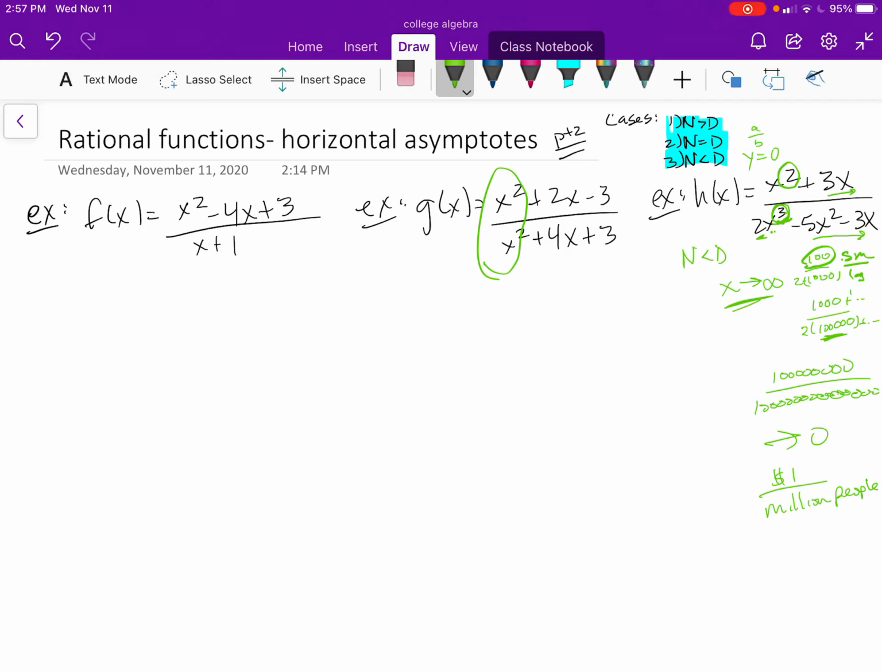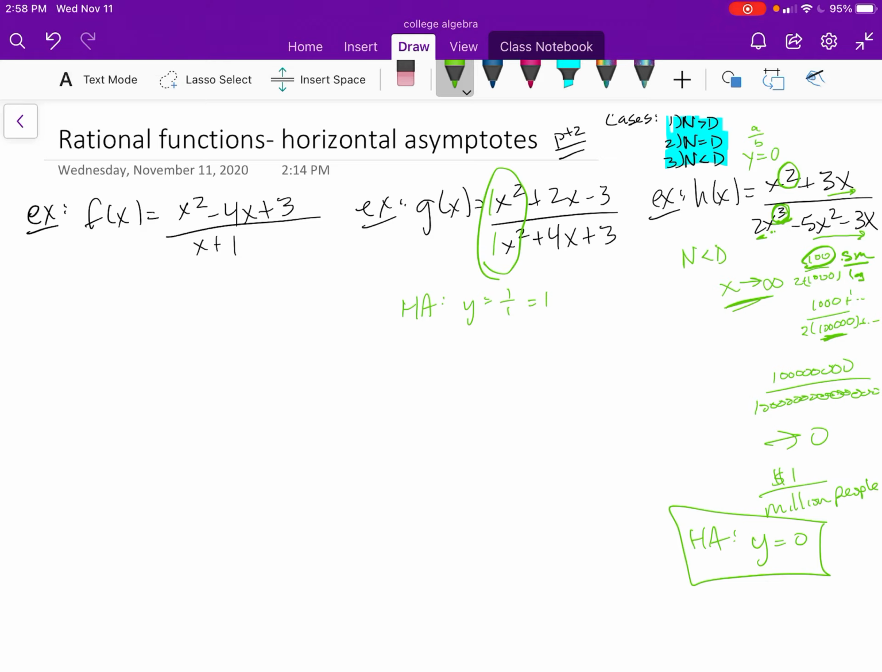That means the coefficient here is a 1 and the coefficient here is a 1. So the horizontal asymptote is just y equals 1 over 1, which is 1. Jumping back really quick, I should have written this one here. The horizontal asymptote is y equals 0. Okay. All right, this one it is y equals 1.